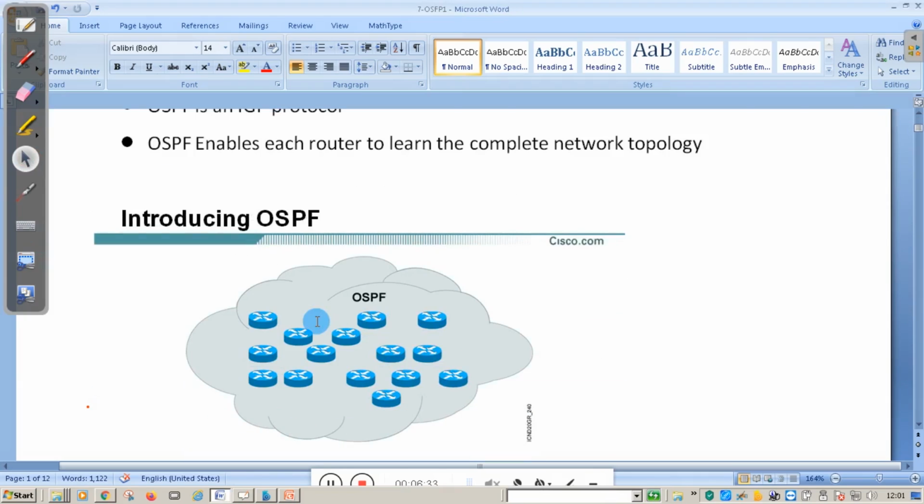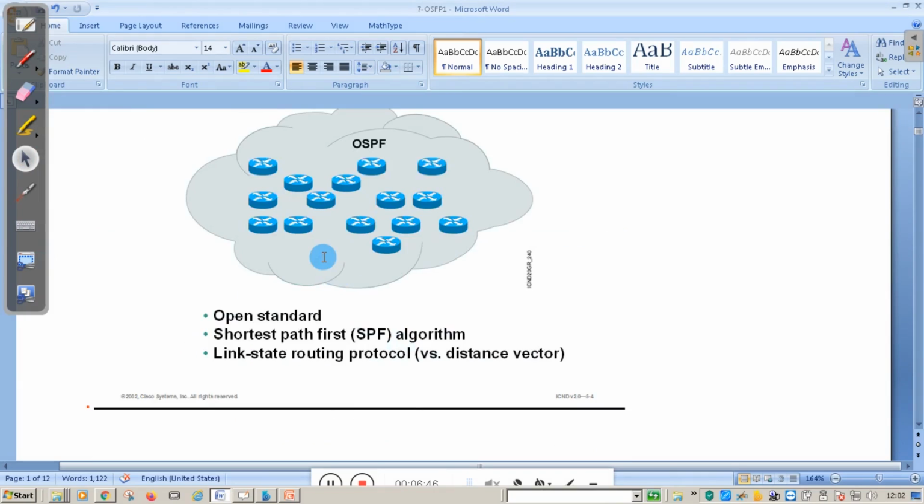So here you can see a group of routers where OSPF is configured, and OSPF follows hierarchical design. You will come to know what a hierarchical design is. It is an open standard, publicly available, and it will apply the shortest path first algorithm. It is a link state routing protocol compared to distance vector protocol. This protocol is a robust and stable protocol.